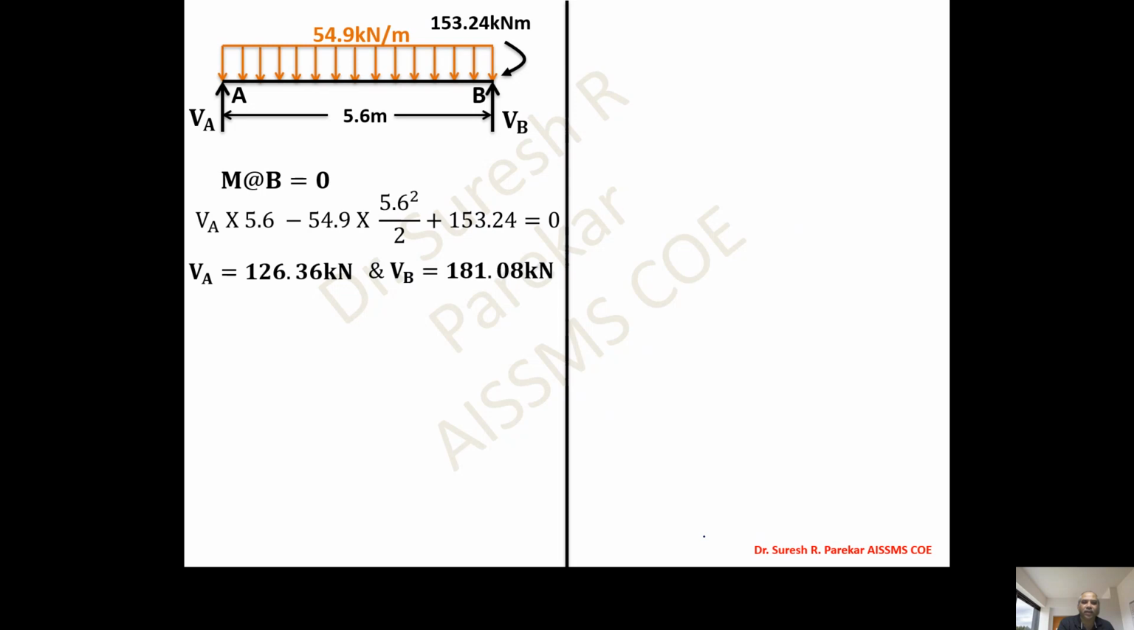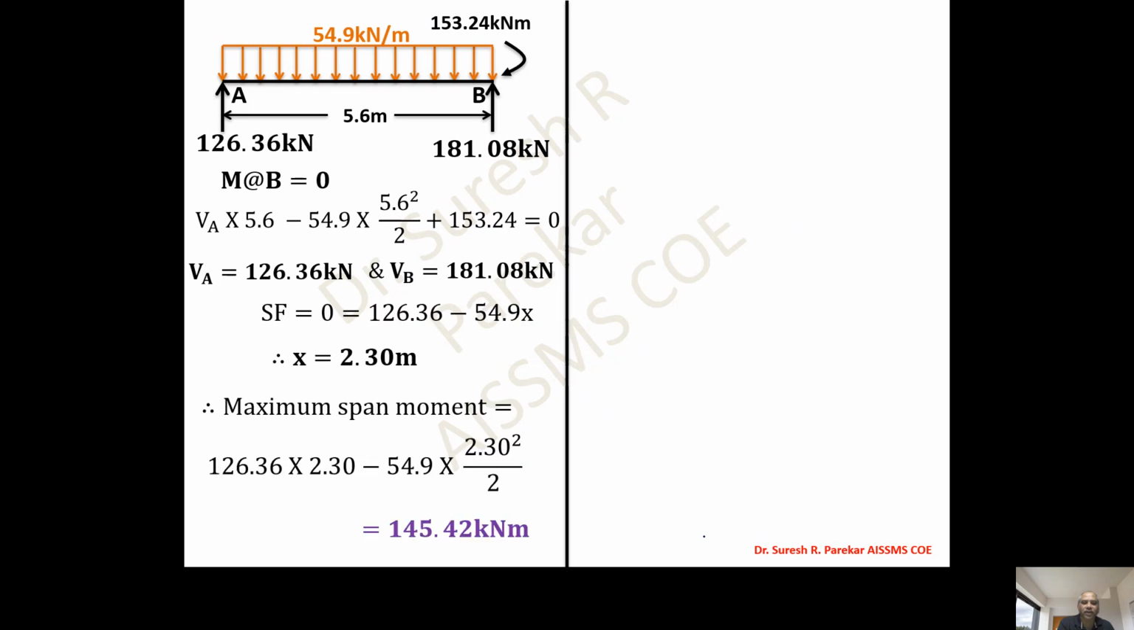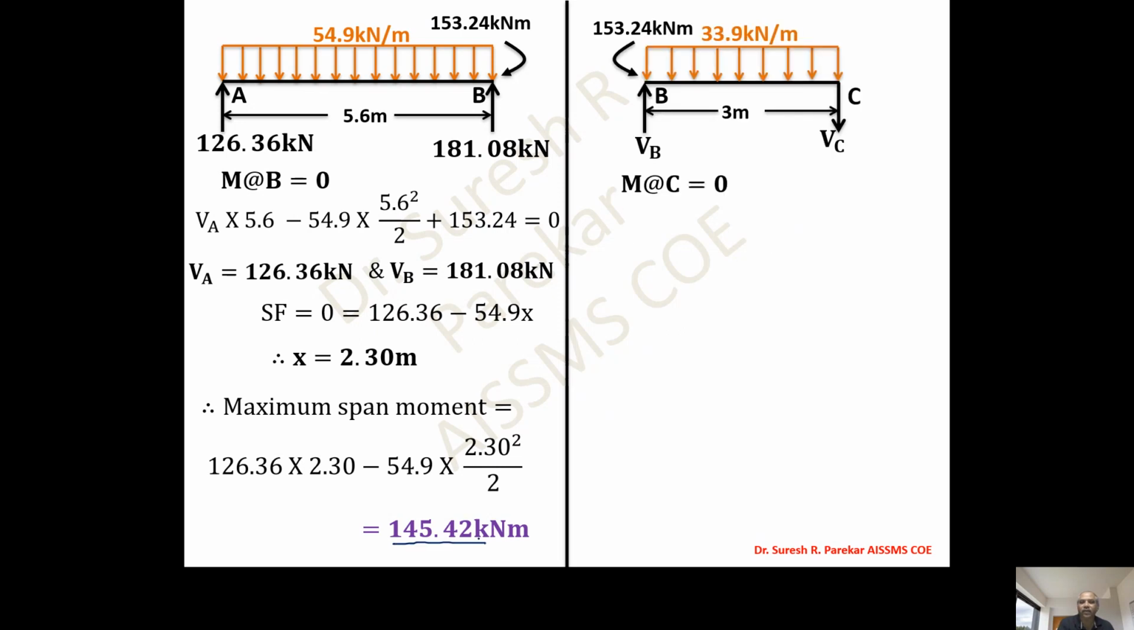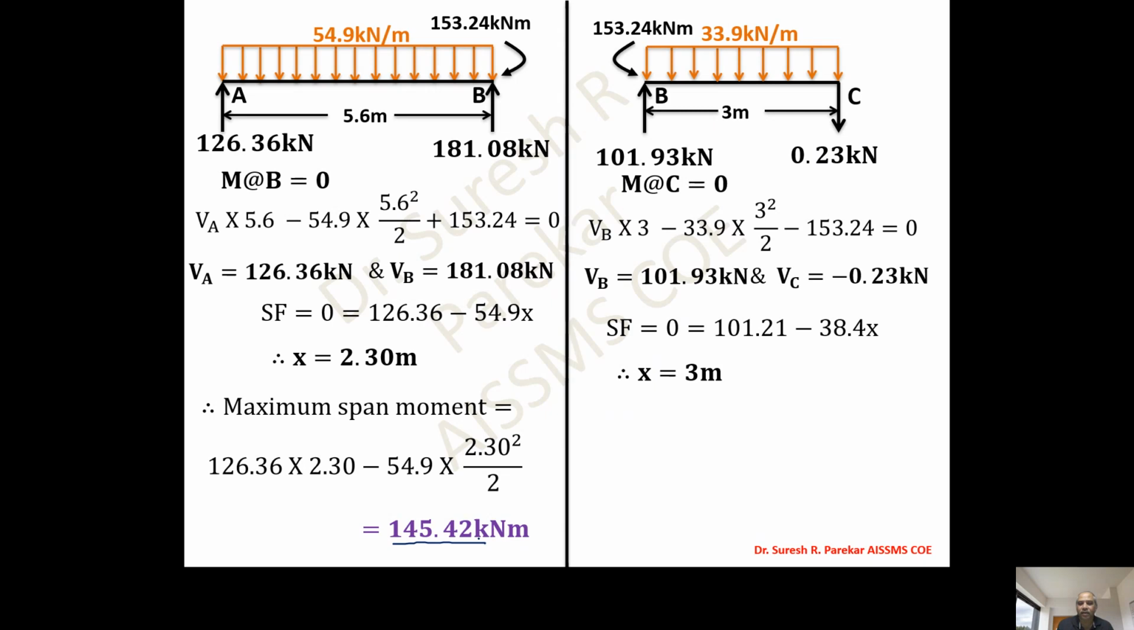Now we are in a position to find reactions. We will take moment about B, and from this we are going to get the values 126.36, 181.08, and the maximum span moment for this we will get 145.42. And similarly we can find the maximum moment for BC, and then we have this maximum moment at X, we have 3 meters, and therefore we do not have a maximum moment in this one. So the maximum positive moment we do not have. We have this value as 153.24.